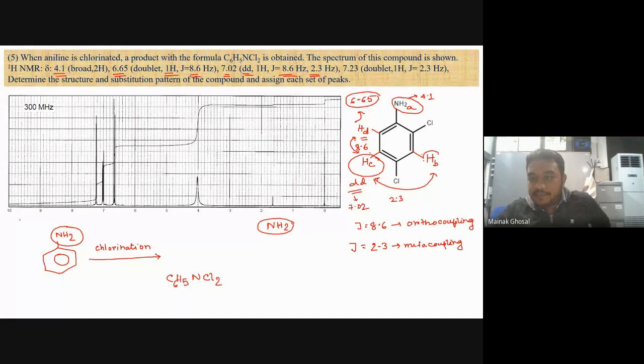Now this HB is the only thing left, that is 7.23. One hydrogen is there, but why should it show a doublet? Because there is no hydrogen nearby, it should show a singlet. But due to the meta coupling with HC, with a value of 2.3 Hz, it shows a doublet. So this is the compound 2,4-dichloroaniline. Is it clear?